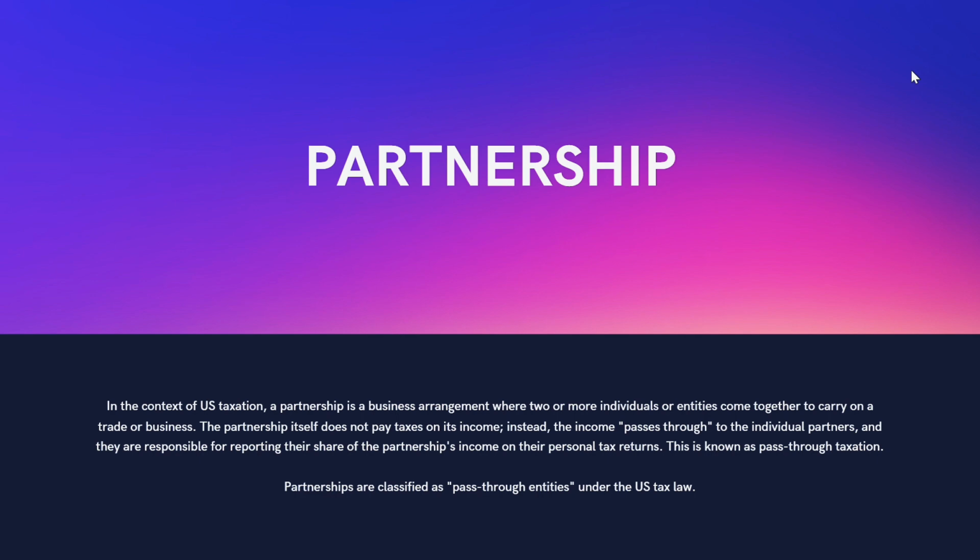So as the definition says, a partnership is a business arrangement where two or more individuals or entities come together to form an active trade or business. But under US tax concept, partnerships do not pay taxes. They are basically pass-through entities which pass on all the income to its partners, which can be individuals or entities, and it's their responsibility to report that income in their individual tax return and pay taxes on it.